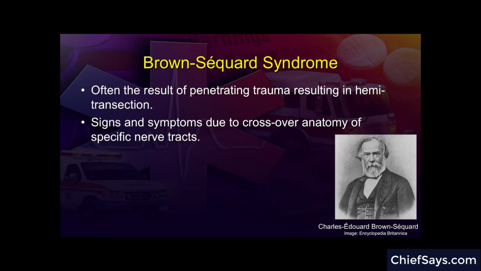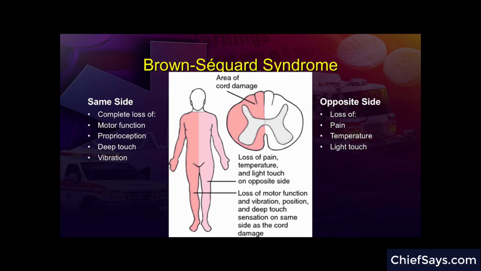All right, let's continue describing Brown-Séquard syndrome. Brown-Séquard syndrome is often the result of penetrating trauma that has transected one half of the spinal cord. Because of the crossover anatomy of specific nerve tracts, we get a combination of signs and symptoms, remembering that our motor tracts cross over in the brainstem, well above most of the points of injury for Brown-Séquard syndrome. This picture highlights the injury that can occur. In this picture, the patient has an injury to their right side, right? The right side is damaged.